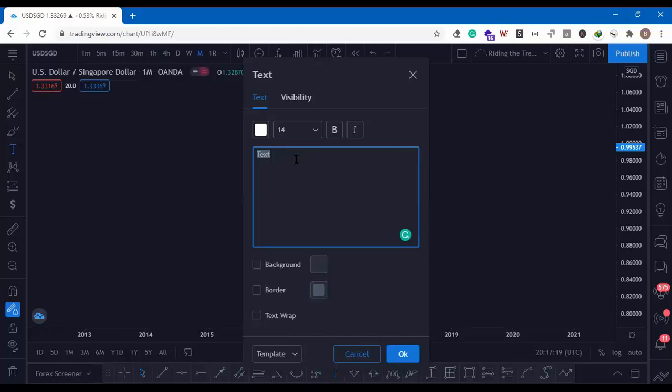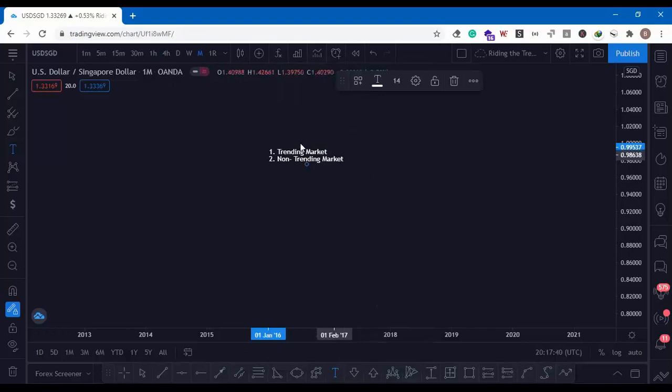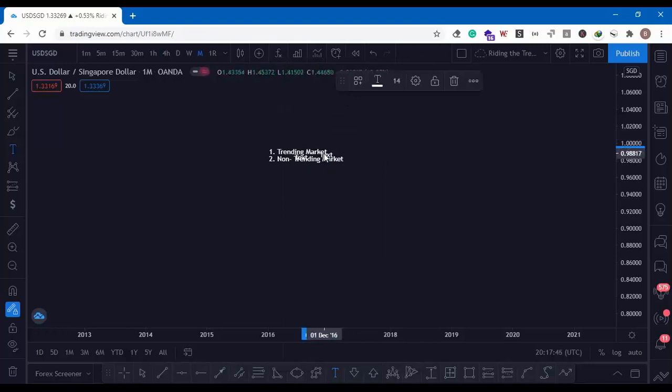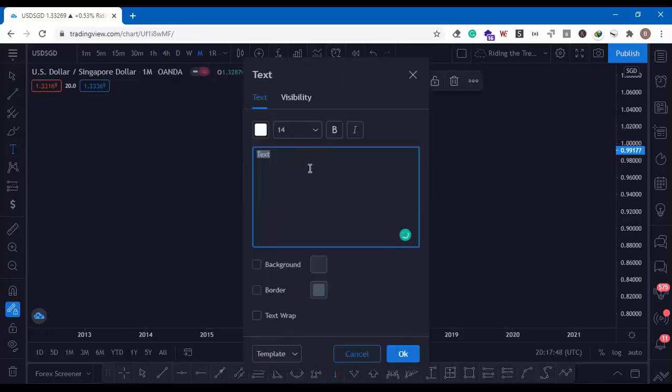We have trending market, and then we have non-trending market. So these are the two.